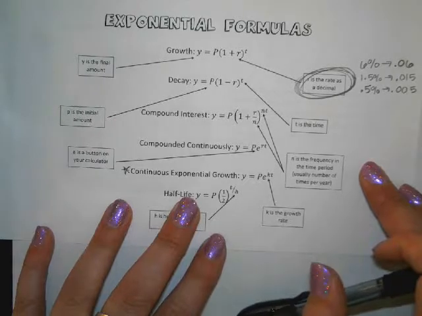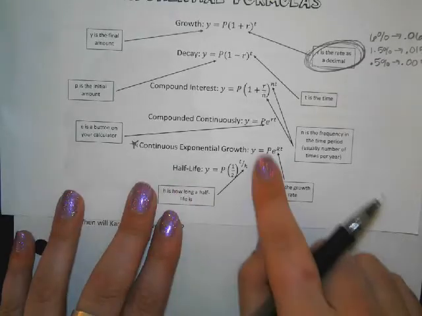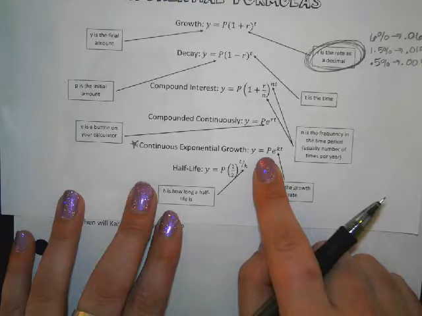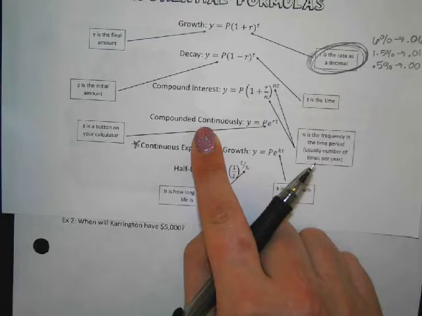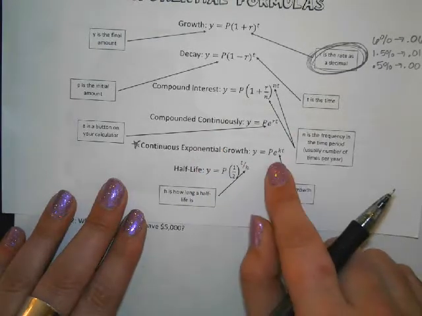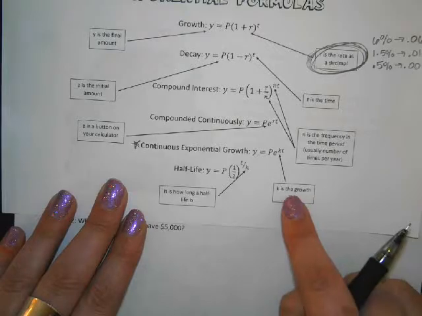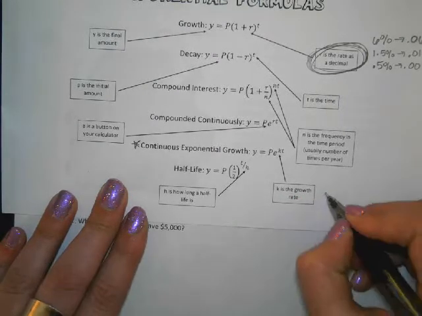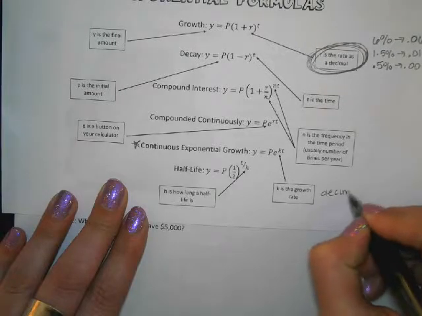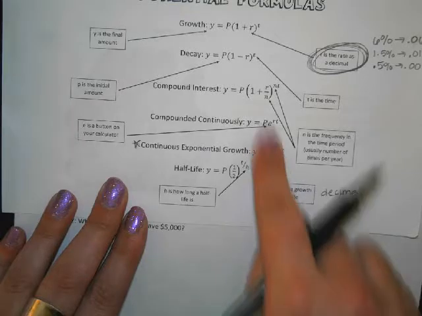Okay. Down here, when we have the continuous exponential growth model, it's very similar to a continuously compounded problem. Instead of PERT, it's Pickett. K is the growth rate, again, written as a decimal. Which means that these two formulas are basically the same.